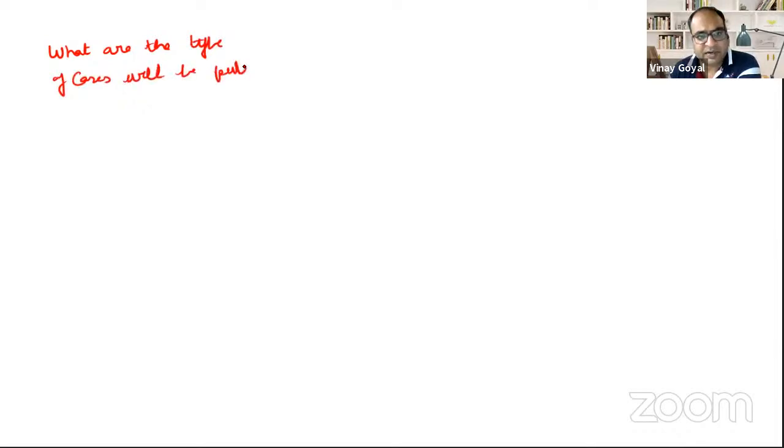So the question is, let me first start with a very simple thing: what are the types of cases that can be published? This is the first thing that we will see. And the second thing is where to publish. Two simultaneous questions I will be dealing with now. Please remember this, simultaneously I will be dealing with these two questions.